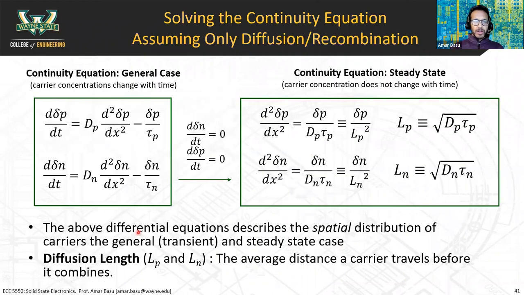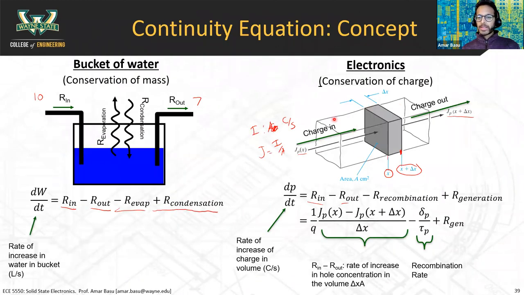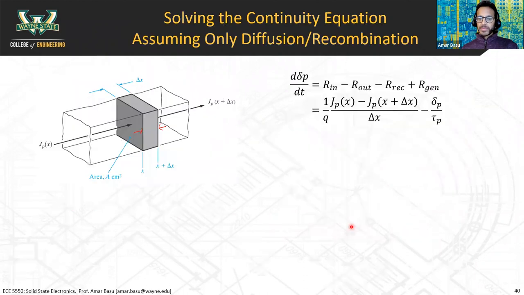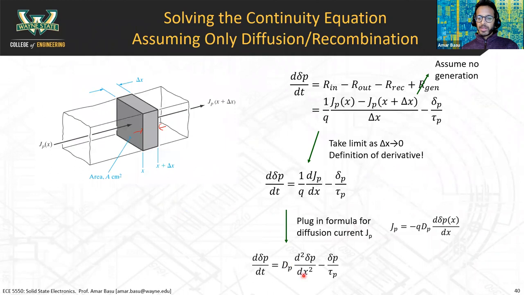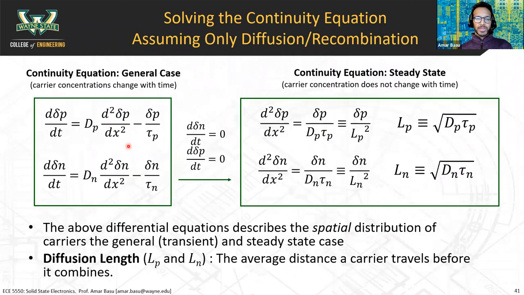All right, so now we have our continuity equation. What did we do? We said we need conservation of charge, just like we did conservation of mass in the bucket of water, and we came up with this relationship. Then we had a trick where we converted this part into a derivative, and that's ultimately how we got here: a nice differential equation, one for holes and one for electrons.